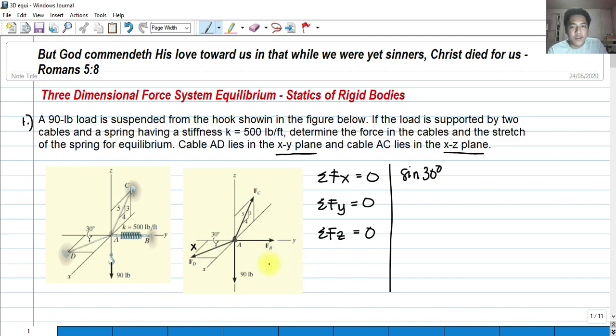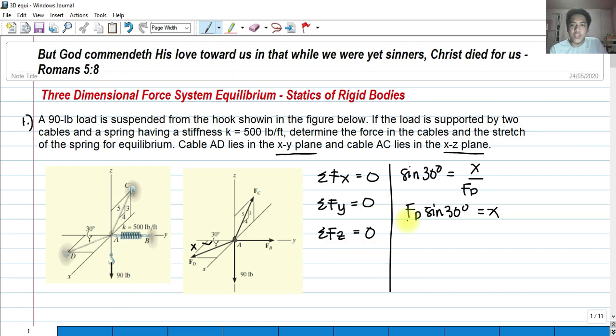Okay, and what we are going to do is to get sine 30, that would be opposite. This is a 90-degree angle. This is the hypotenuse. So opposite x over FD. So the x component of this vector F sub D should be F sub D sine 30 degrees. So that's the x component.